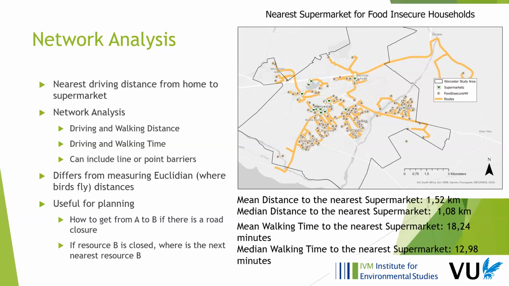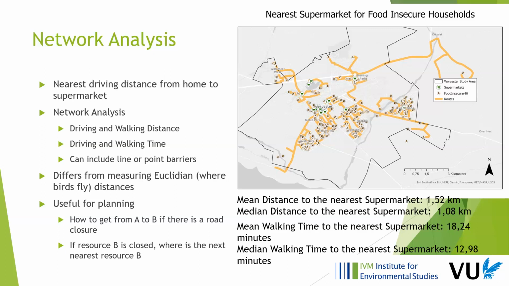Now you can change this in the toolbox to look at walking distance or driving time. Either one of those you can specify. But in this case, I wanted to look at driving distance from the home to the closest supermarket. So we can use data points to represent our house and data points to represent supermarkets. One of the advantages of network analysis is that it can determine alternate routes if you choose to.